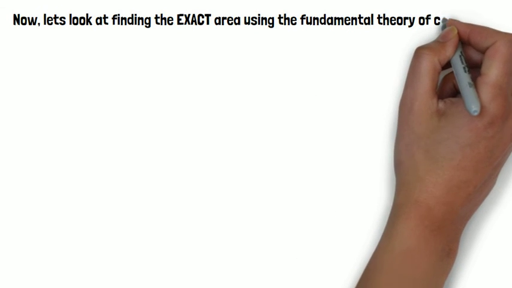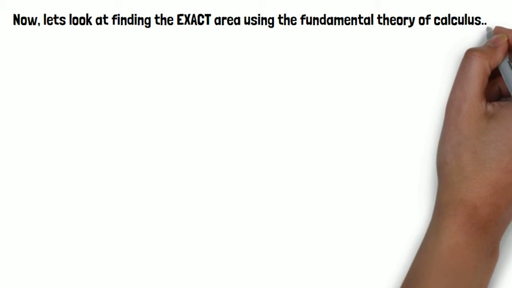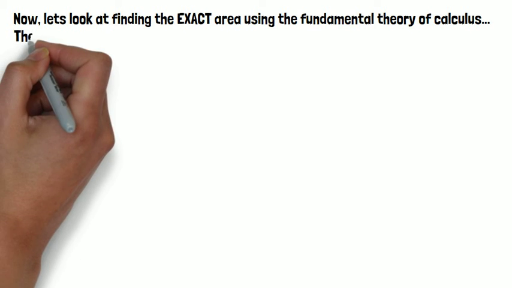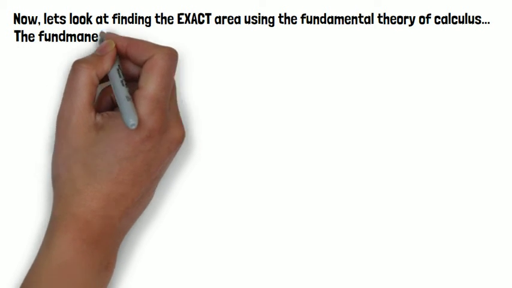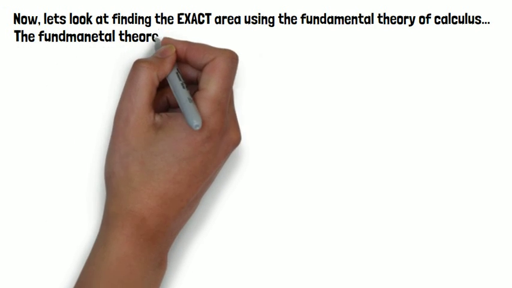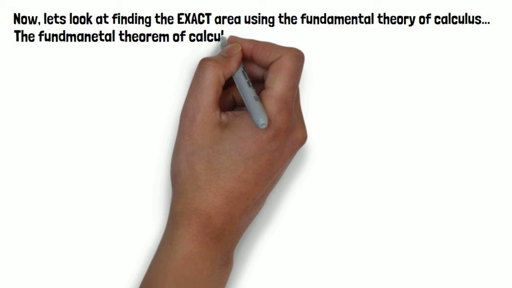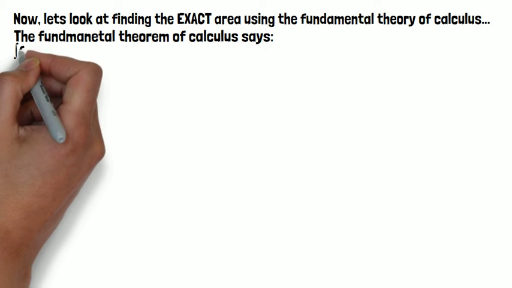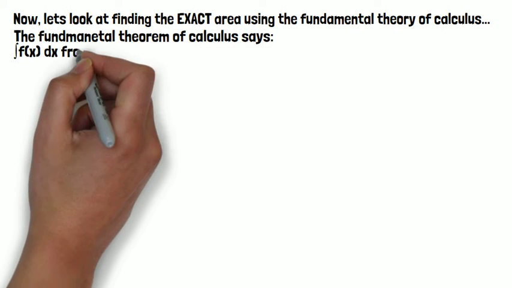So now we can find the literal exact area using the fundamental theorem of calculus, unlike the Riemann sums, even though the Riemann sums can get very close, especially if you have more points, even though we were only using 5 points.